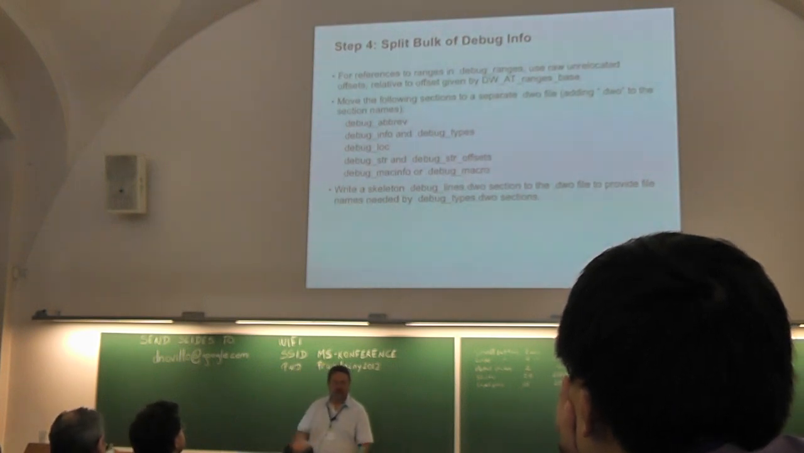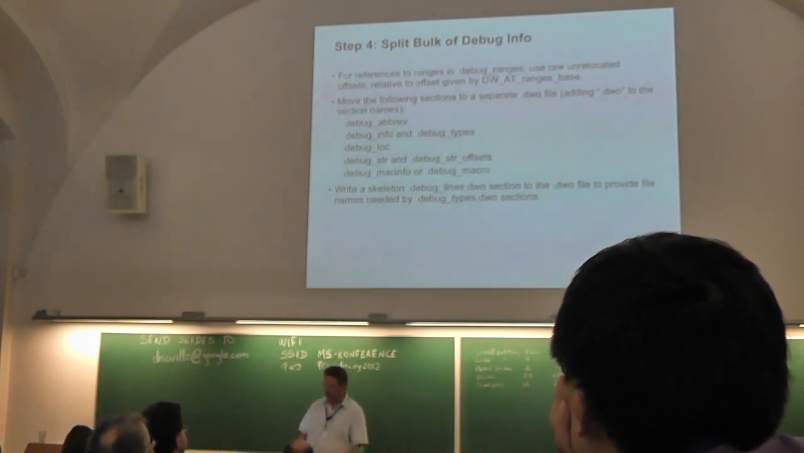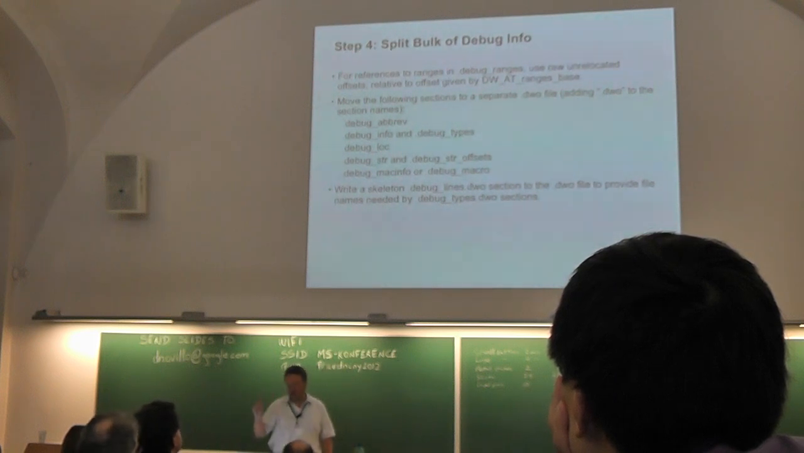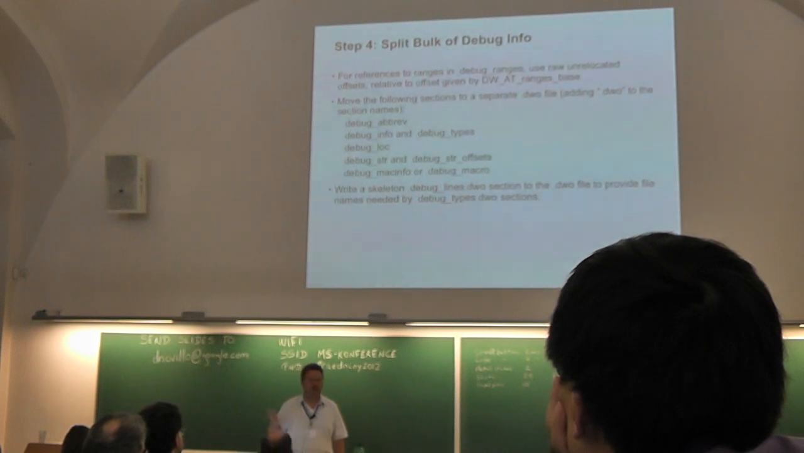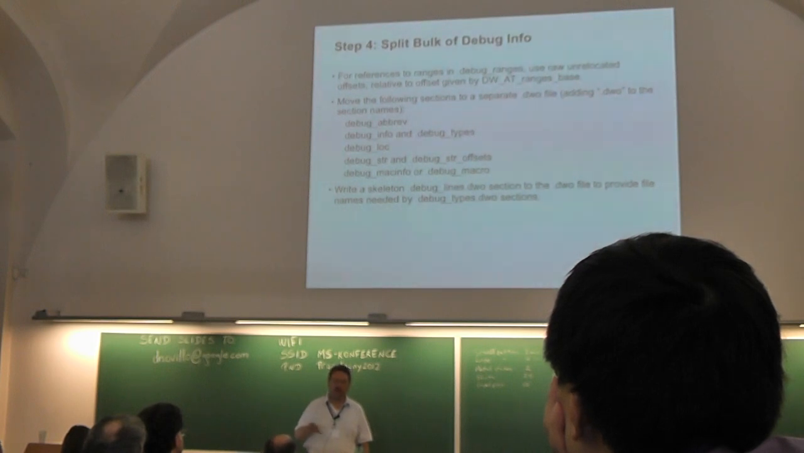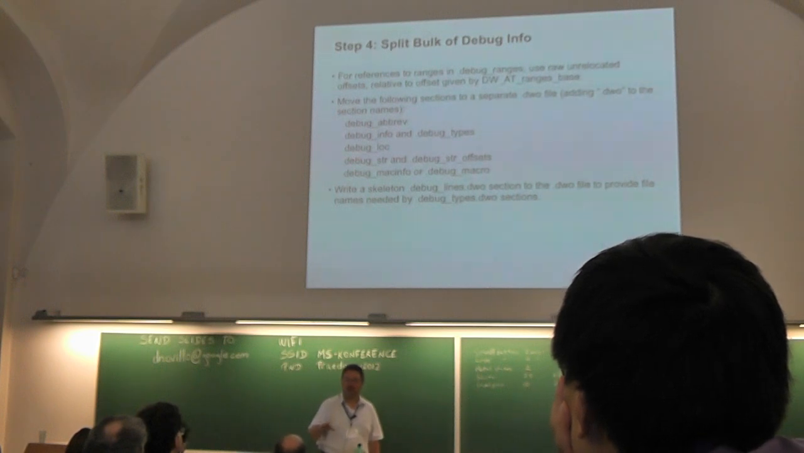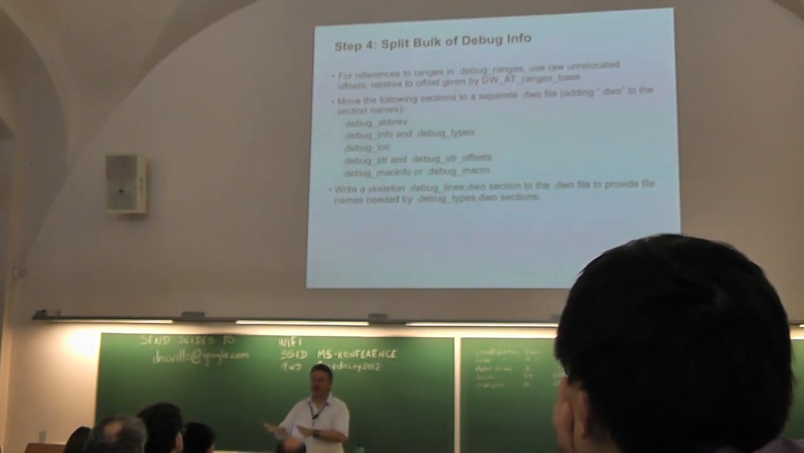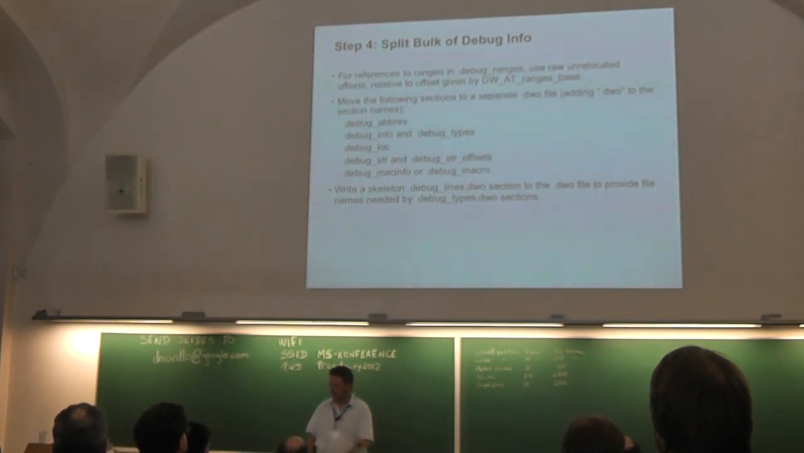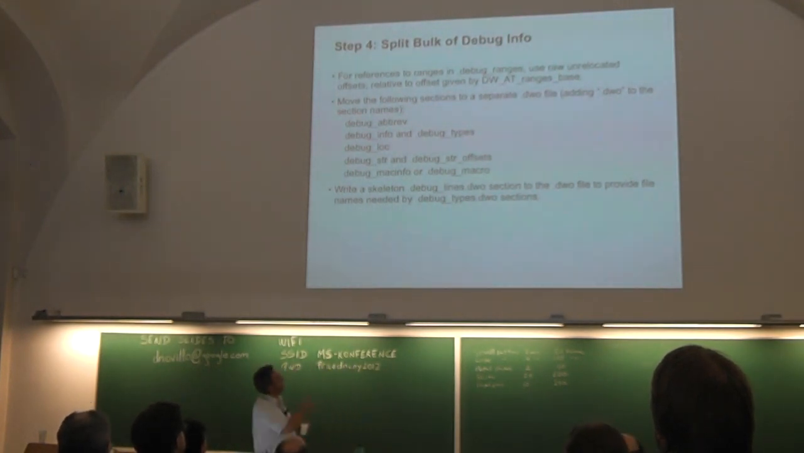Then once we've done all that, we're ready to split the debugging file. Now, there's one more thing. For references to ranges in debug ranges, as I mentioned before, we have to use the raw unrelocated offsets instead of the bigger relocation. Once we've done that, we've gotten rid of all the relocations in the debug info and debug types sections. And we can just put those out into a separate file. So we take all these sections, debug abbrev, info, types, local strings, string offsets, and either debug macinfo or macro, depending on what we're using.